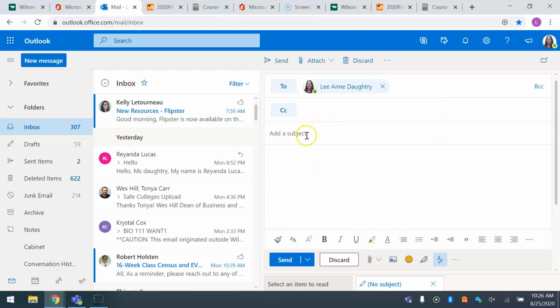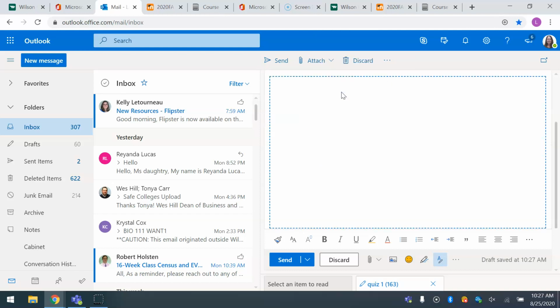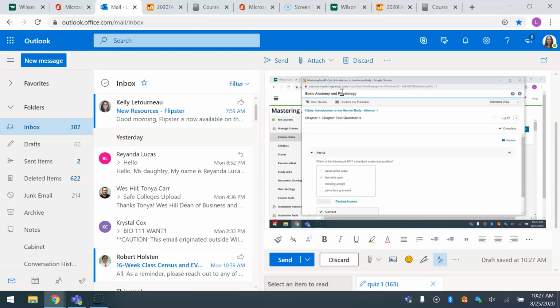Here's my name. My subject is quiz 1 or human body quiz or whatever. Make sure if you're sending this to me that you put something to let me know what class you're in. Like if you just put 163, I'll know you're in bio 163. Now I'm just going to paste that screen I just printed. And then I'm going to come down below that and say, look, I don't understand this one, and I'll email you back. I check my emails all the time.